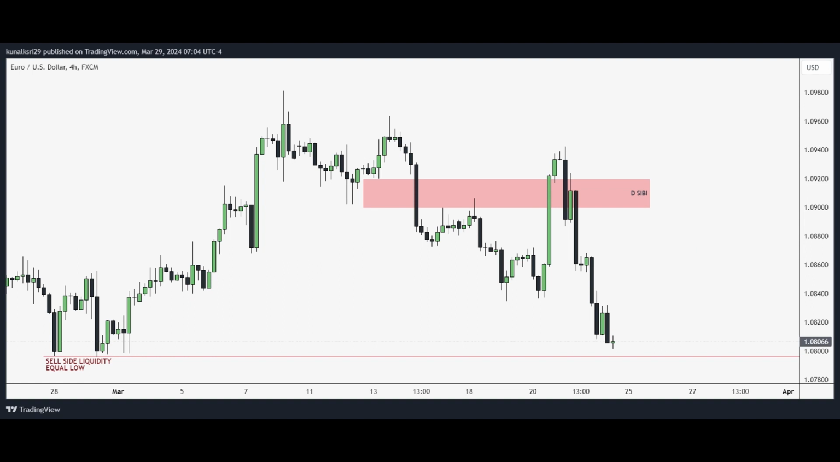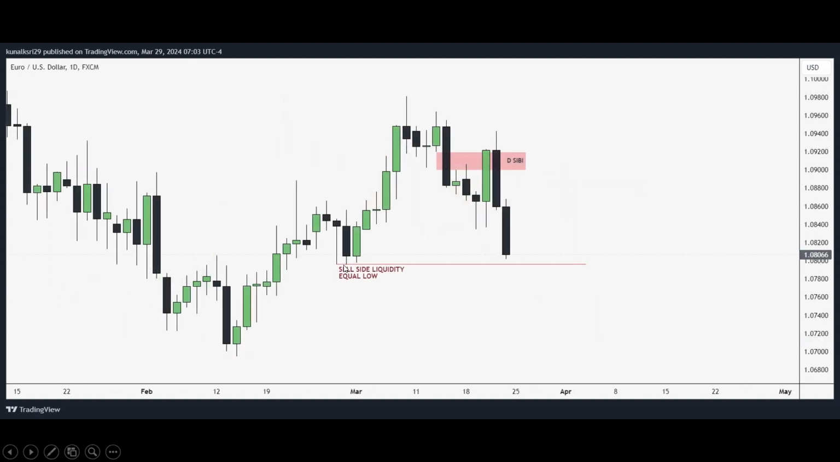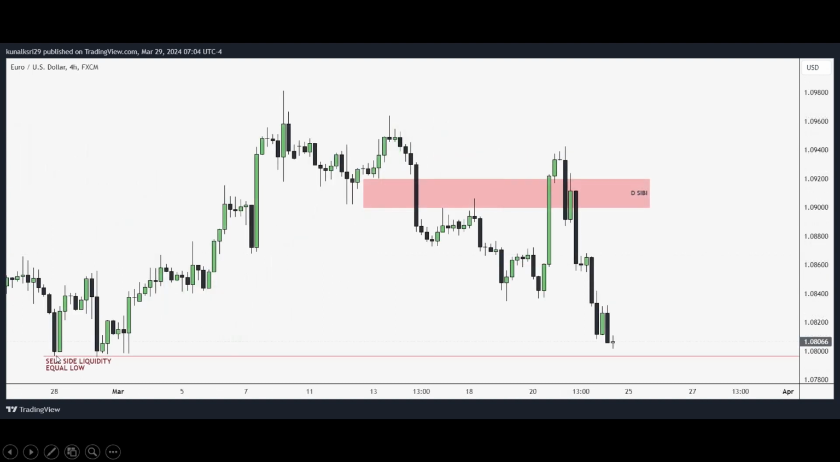On the 4 hour time frame you can see more clearly, because on the 4 hour time frame there is a very clean equal low, you can see this sell side liquidity. This is the same thing that I was showing here on the daily time frame, and on the 4 hour time frame you can see it looks like this. Okay, kind of this market maker model basically, right?